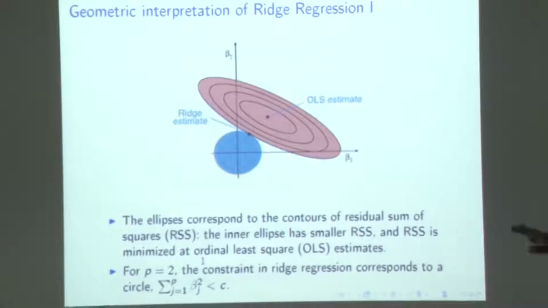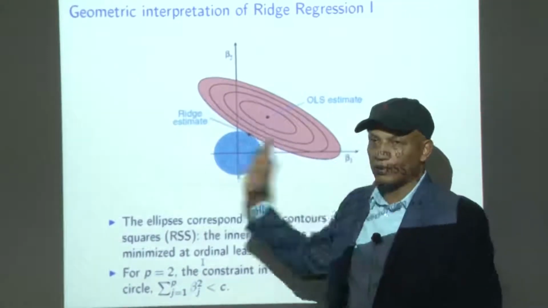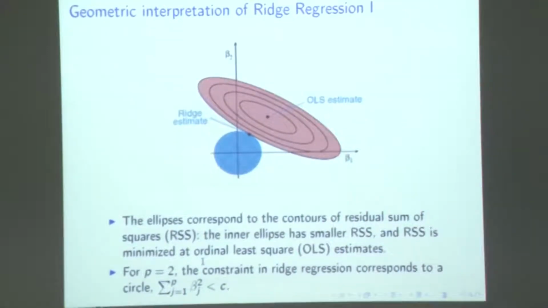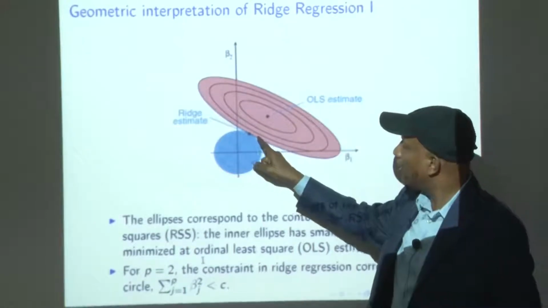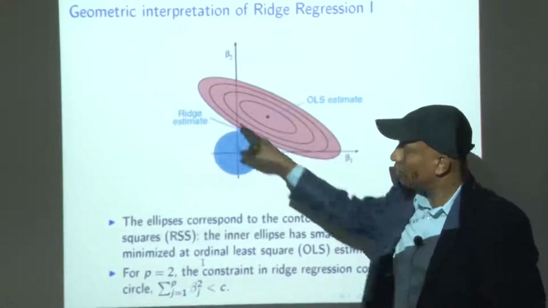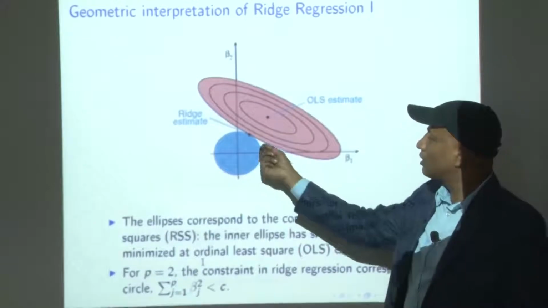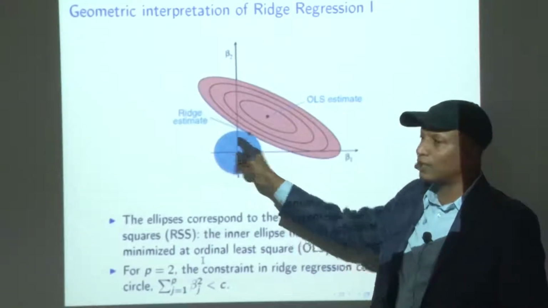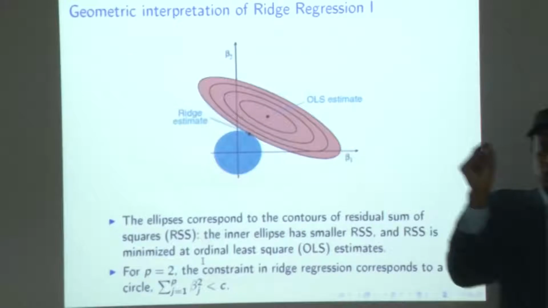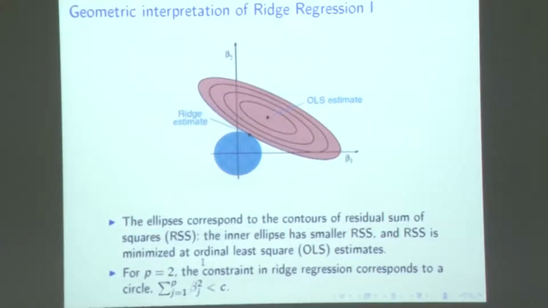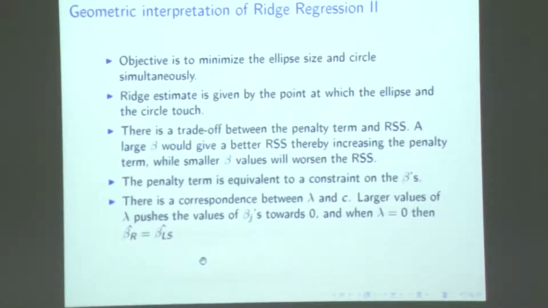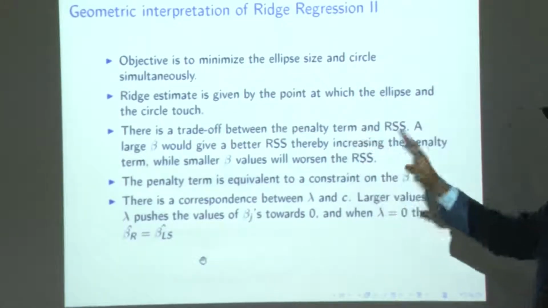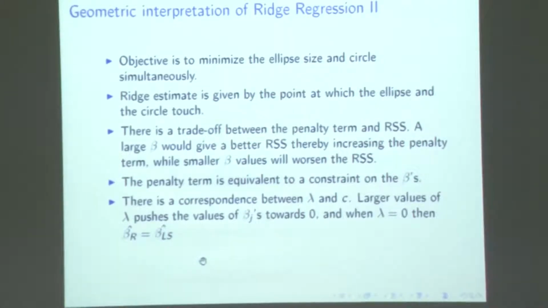But in the lasso case, it would be rectangular. Since here it is a ball and this is the ellipse, you will never get exactly 0 because they will touch at one point. So the same thing is written: the ellipse and the circle touch, and that should be your estimate.